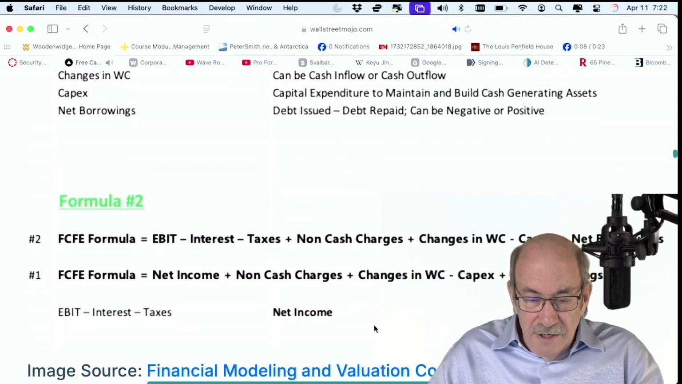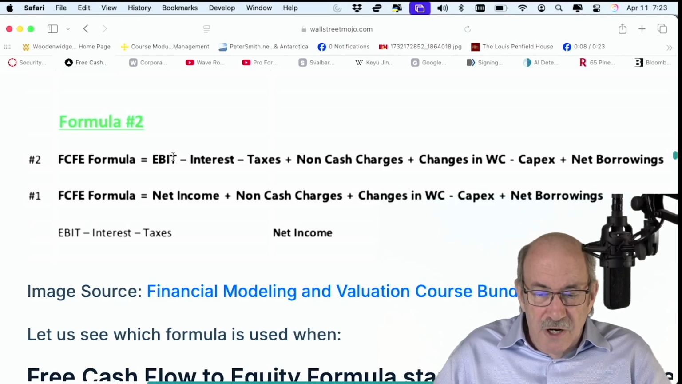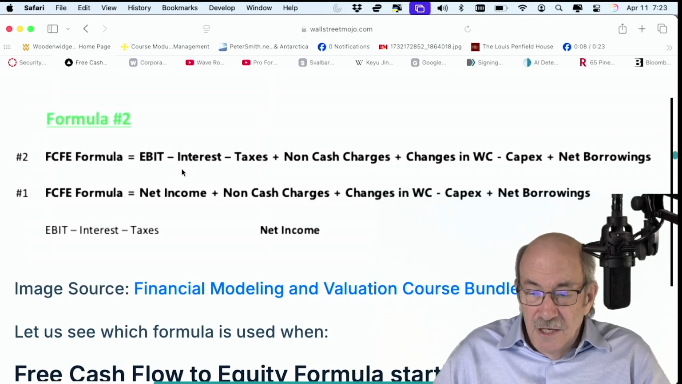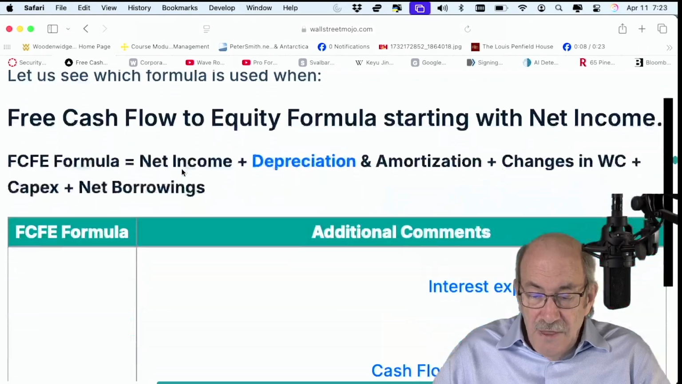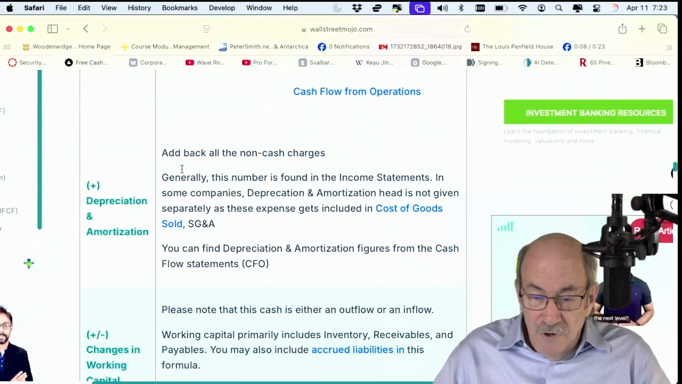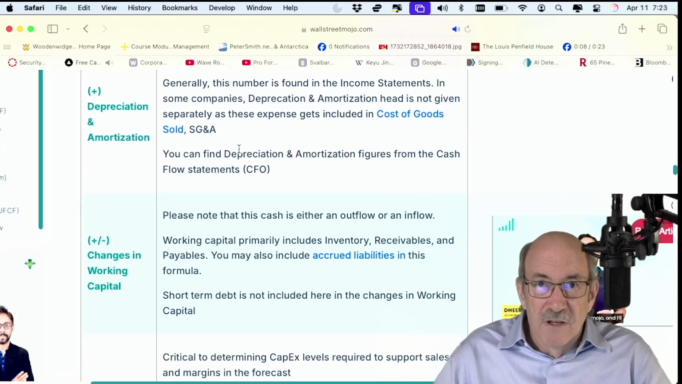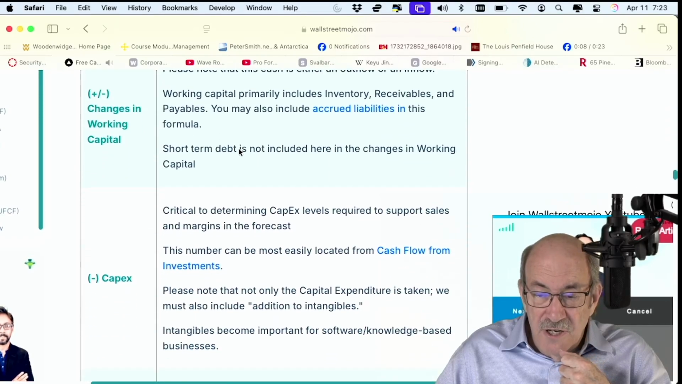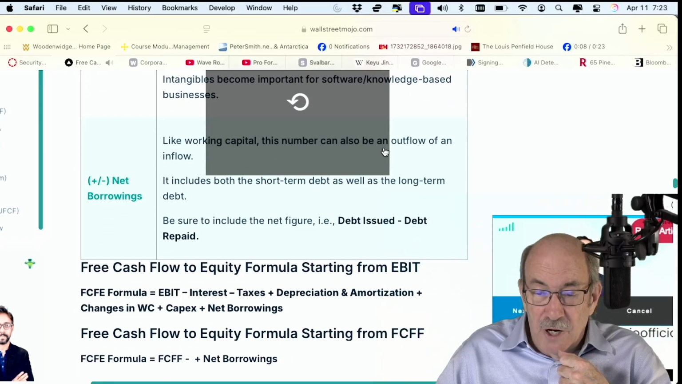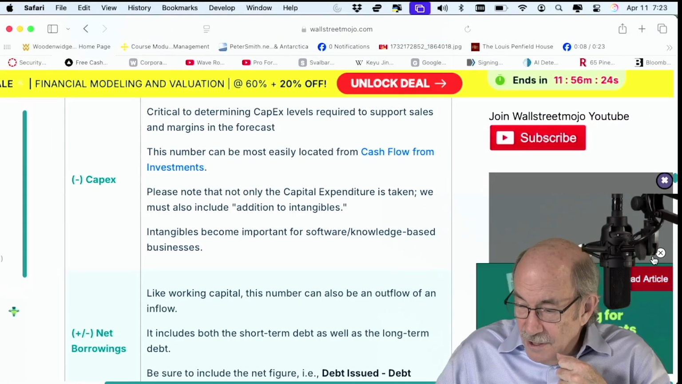So it goes through that. It also shows you that you don't have to start at net income. You can start at EBIT and get to the same spot. It's just a slightly different variation on that formula. And then they actually go through and they talk to you about more specifics about each of the elements of that formula. So they talk about depreciation, changes in net working capital, CapEx, net borrowings, and so forth. Boy, the pop-ups are a little annoying, I have to say.